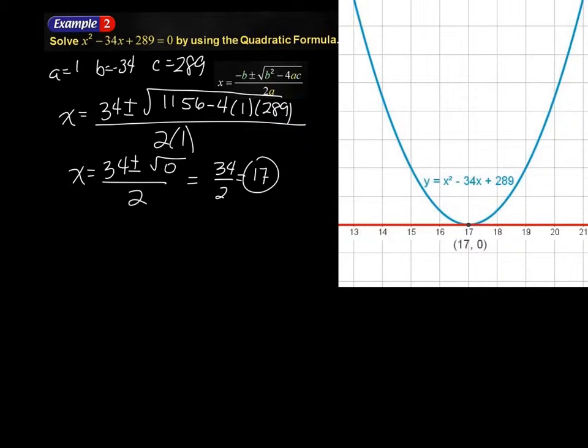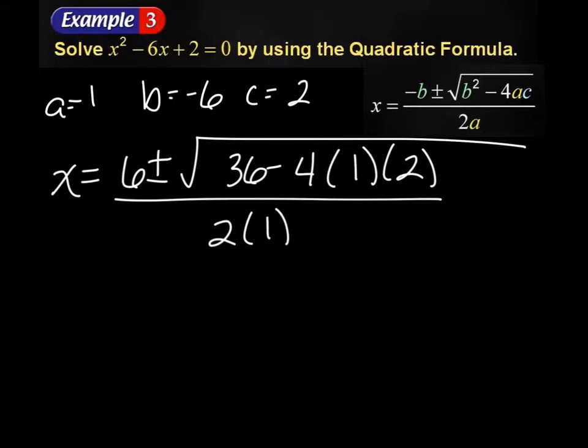And there's a reason for that graphically. When we type it in GeoGebra, we can see that this parabola is going to switch down and touch at 17 as the only point. And once again, we're plugging into the quadratic formula. The coefficient of x squared is 1, the coefficient of x is negative 6, and the constant is 2.